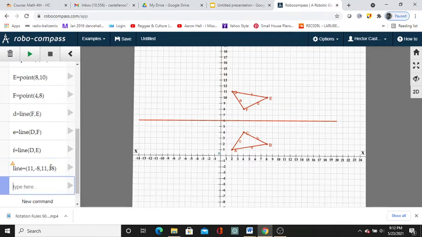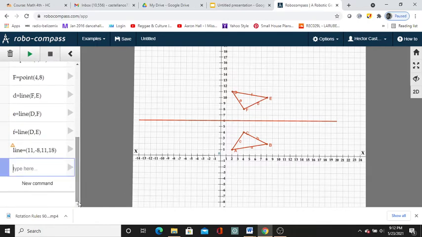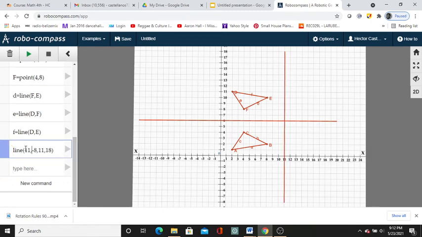And so we get that line at 11 and 18. We get the line. Oops, sorry, I should have taken out the equal sign right there. And we get the line. So now I'm going to reflect under this line here, x equals 11.